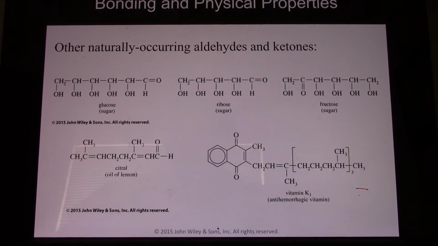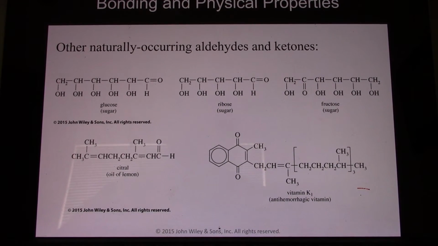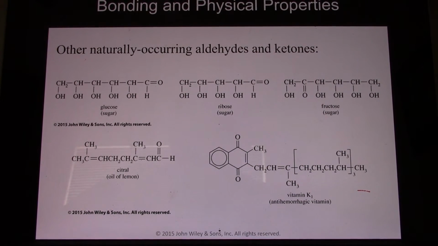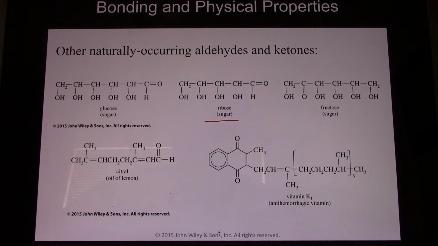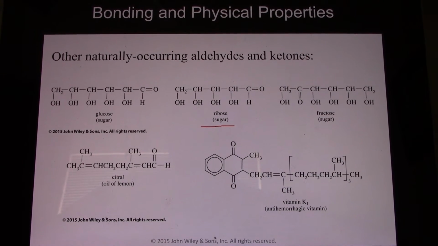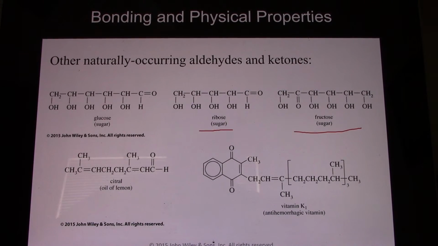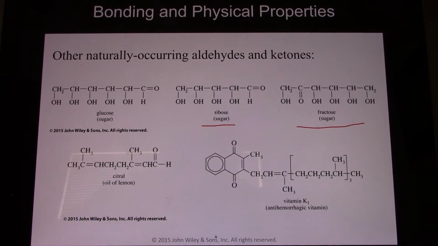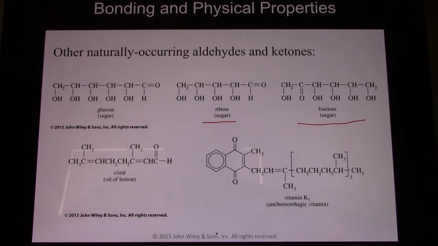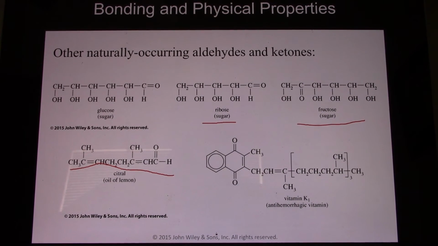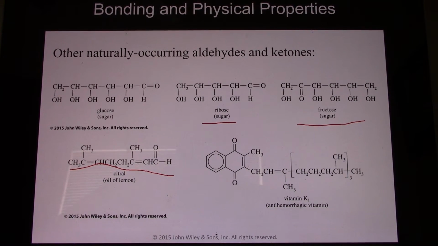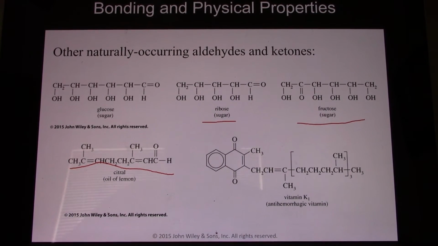Other naturally occurring aldehydes and ketones. Glucose is a sugar. Ribose, this is a sugar you make RNA out of. And you can deoxygenate it to make deoxyribose for DNA. Fructose, another natural sugar found in fruits. And then a glucose and a fructose can combine to form sucrose, which is table sugar. Citral, which is found in the oil of lemon and gives its citrusness. And then here we see vitamin K1, which is a vitamin which stops bleeding. So it helps the body clot blood.